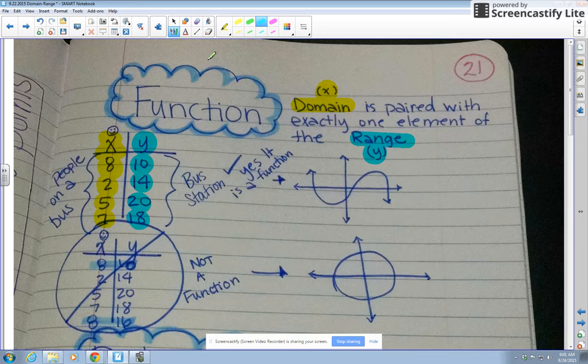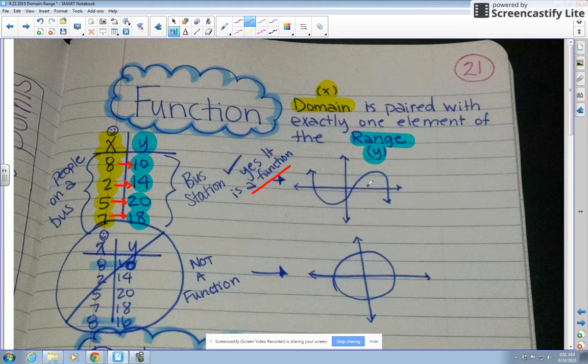So we think, is it physically possible for jersey number 8 to get dropped off at bus station 10, jersey number 2 to get dropped off at bus station 14, jersey number 5 to get dropped off at bus station 20, and jersey number 7 to get dropped off at bus station 18? So yes, it is physically possible, therefore it is a function.